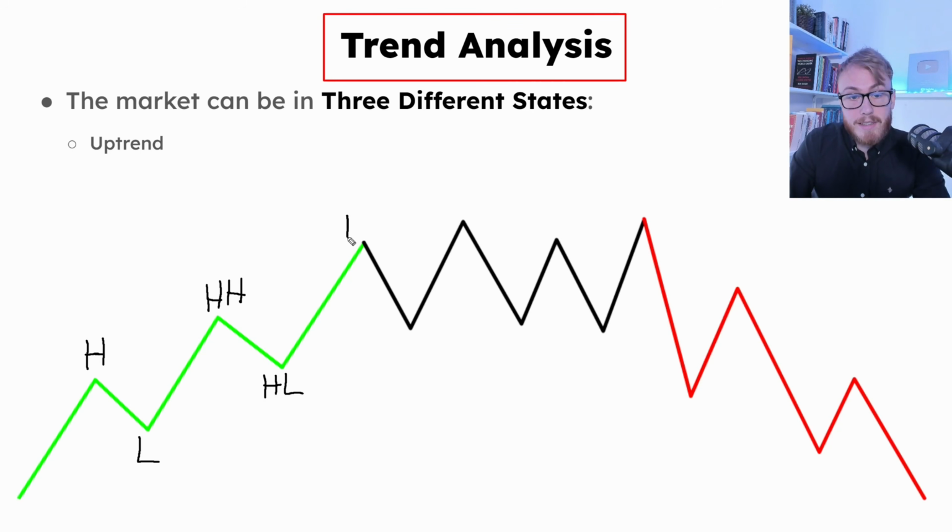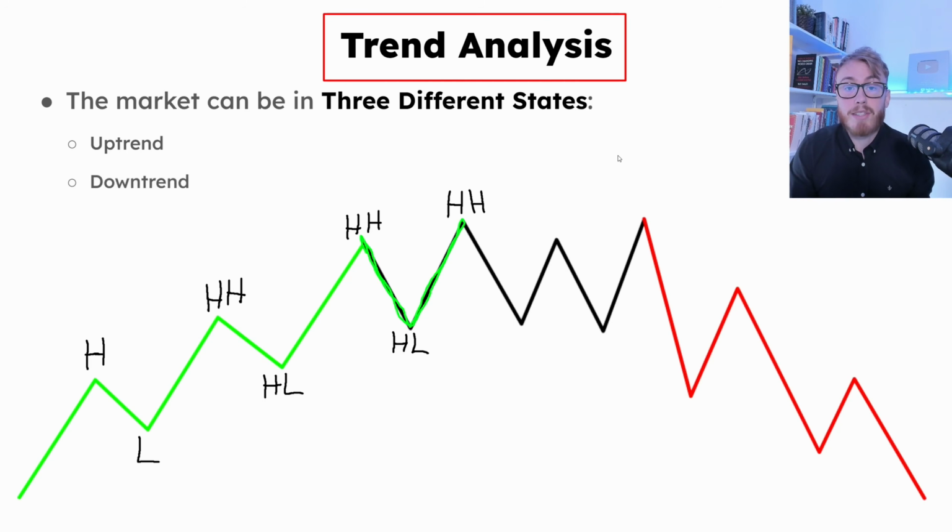So for example, right here, you can see that we have yet another higher high, right? And here we have yet another higher low. Once again, right here, we have yet another higher high. So here I can actually see that I made a mistake. This part right here should have actually also been green, because as long as we are printing consecutive higher highs and higher lows, the market is in an uptrend.